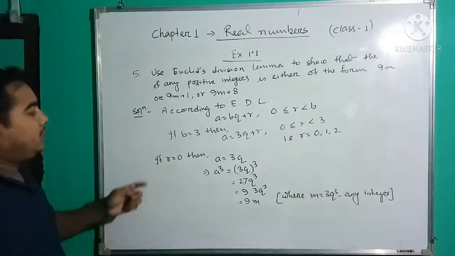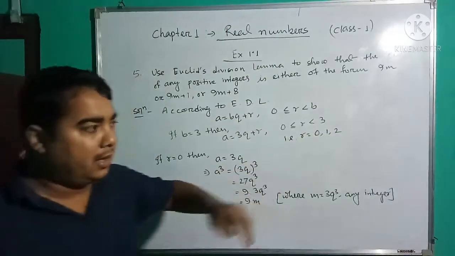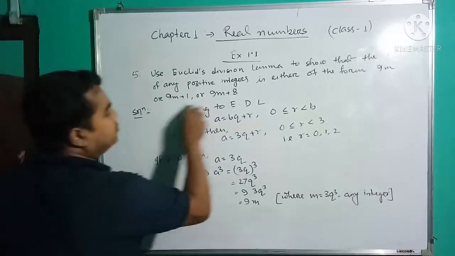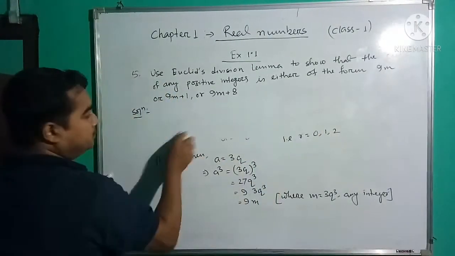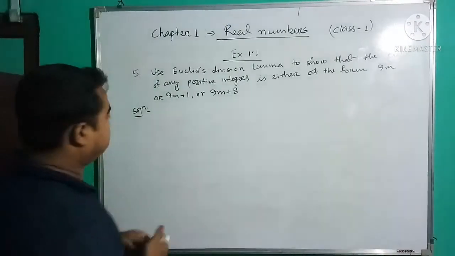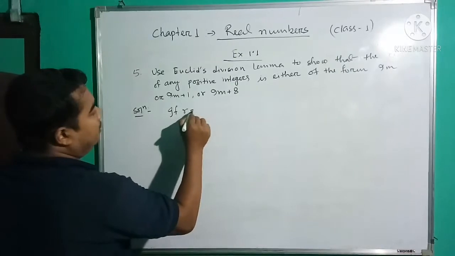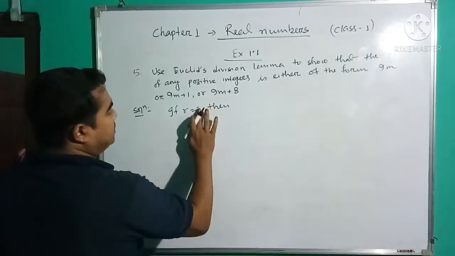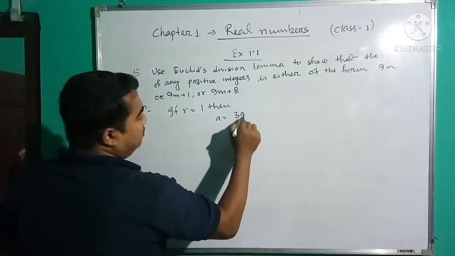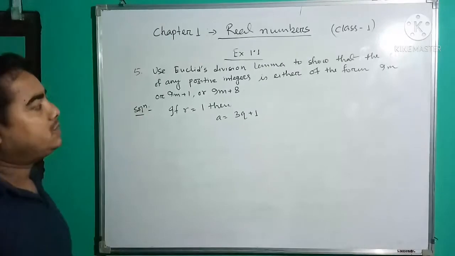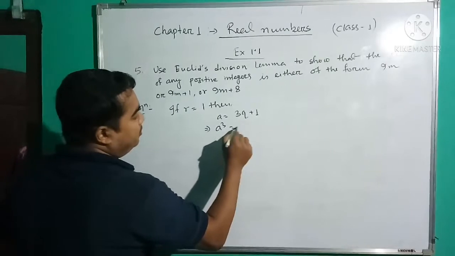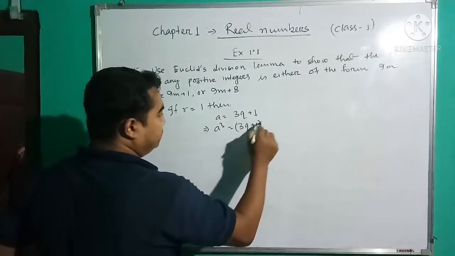Okay? Next. Now next step for r equal 1. Again, third step for r equal 2. Okay? Now we will continue. See. At first r equal 1, then a equal 3q plus 1, r value 1. So both sides whole cube it, a cube equals (3q plus 1) whole cube.